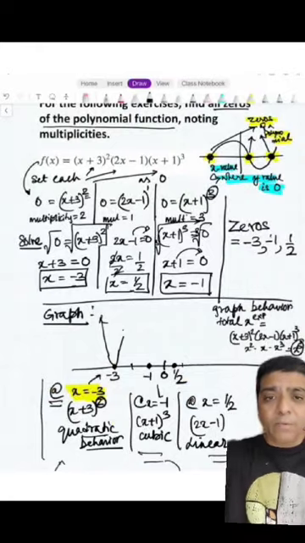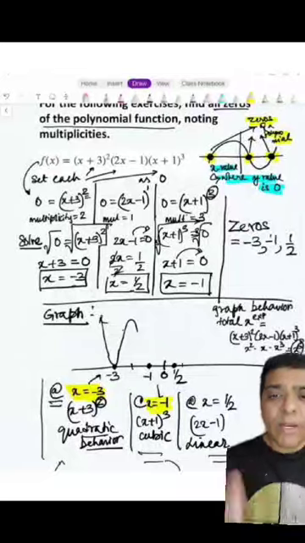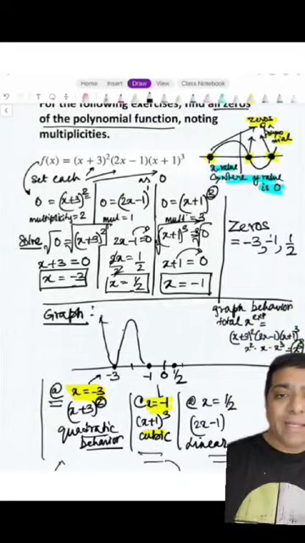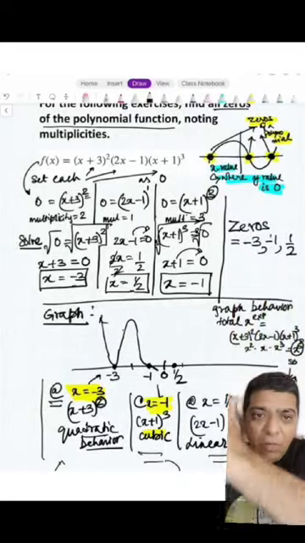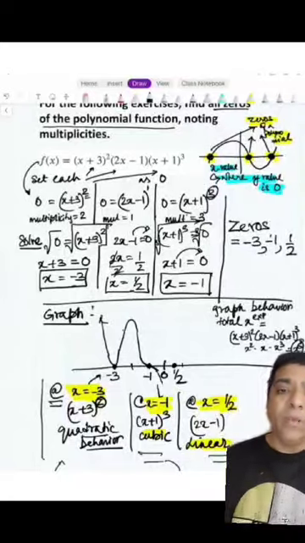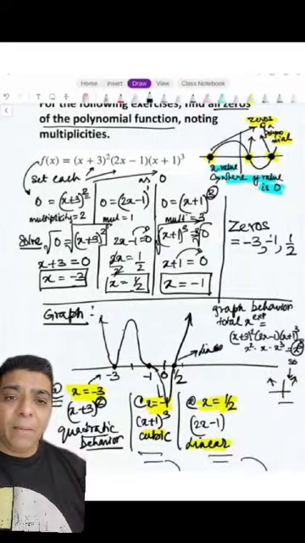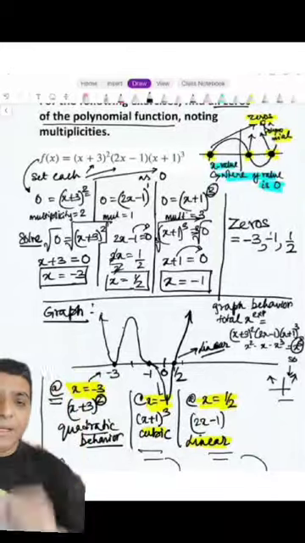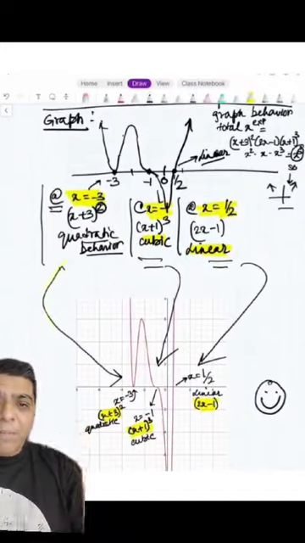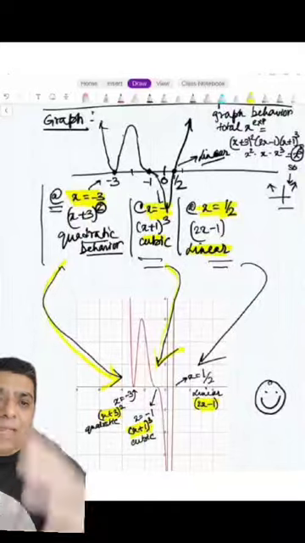I started going up on the left, and then at negative 3, you see it's like a quadratic behavior because it's squared. So it's going to touch the x-axis at negative 3 and rebound back like a quadratic equation. Okay, at x equals negative 1, it's like a cubic function. So we're going to dip, flatten, and then go back. Because it's (x plus 1) cubed, it behaves like a cubic function. And then at x equals half, it's basically a linear function. So it's going to go straight through the x-axis. And look, I plotted it using Desmos. So you see the similar type of behavior: at x equals negative 3, it's a quadratic, and then a cubic at x equals negative 1, and at x equals half, it's like a linear.